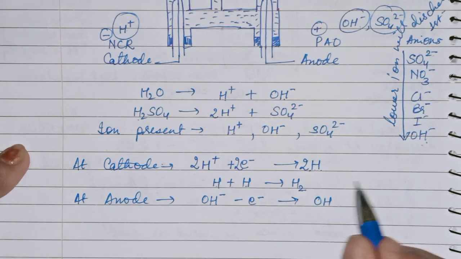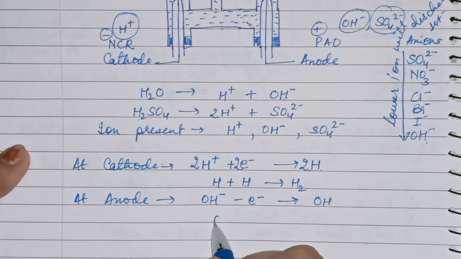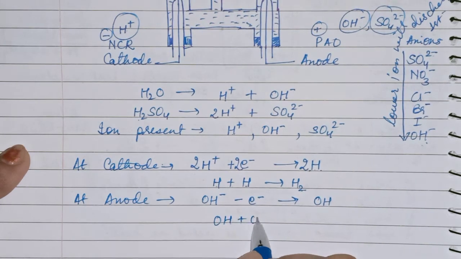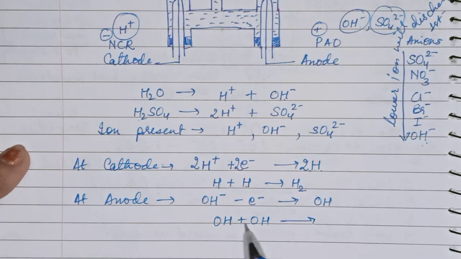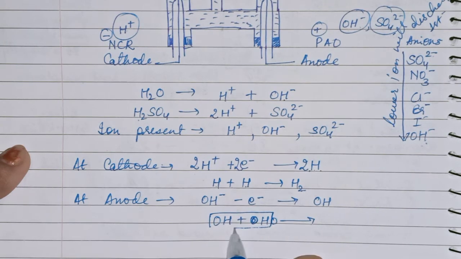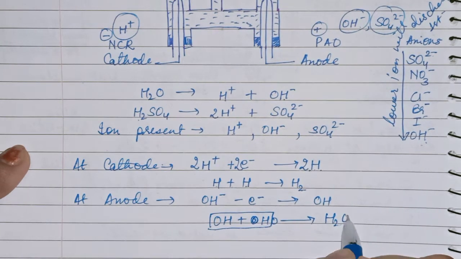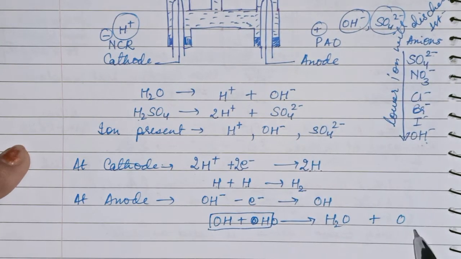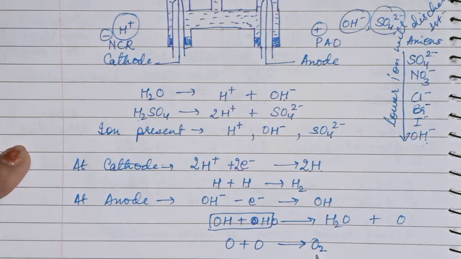Children, OH cannot exist independently. So what we need? OH plus OH. Now OH plus OH will give water and one oxygen atom. Again, one oxygen atom cannot exist independently. So you will do O plus O gives O2. Now see, you are doing here O plus O, O2.